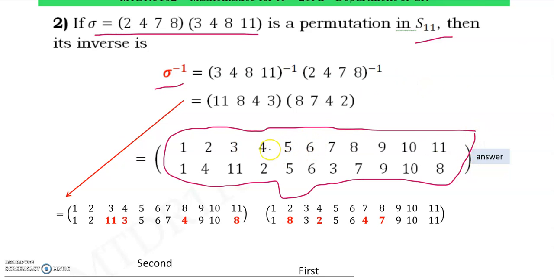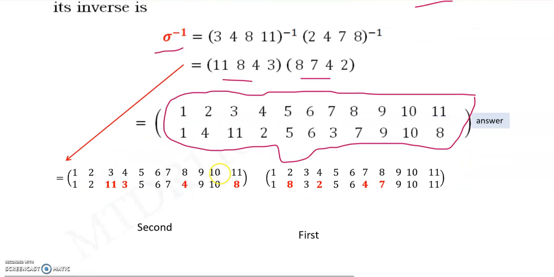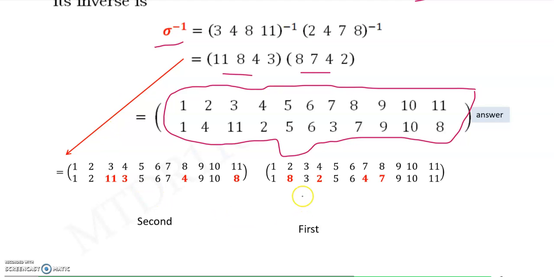But how is it possible to write this permutation from these 2 cycles? I explain in another way. From this step to this step you write, then you can write the answer. Now you see here 11, 8, 4, 3, we have a 4-cycle. How many elements here? 1, 2, 3, 4, 5, 6 till 11. Here only 4 elements have the cycle. So now see here 11 goes to 8. 8 goes to 4. So 4 goes to 3. 3 goes to 11.